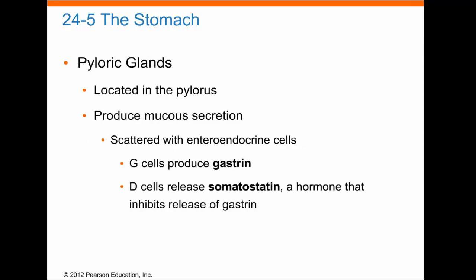The pyloric glands, so we're down a bit further in the stomach, are scattered through the stomach, and they are where we find the G cells and the D cells, and they have specific functions. The G cells secrete gastrin, and the D cells secrete a substance called somatostatin, a hormone that inhibits the release of gastrin. So we don't want gastrin still to be secreted if the stomach is empty of food. Otherwise, the wall of the stomach is at risk of being digested through autodigestion. So the D cells can pick up when the stomach is empty of food and inhibit the release of gastrin.